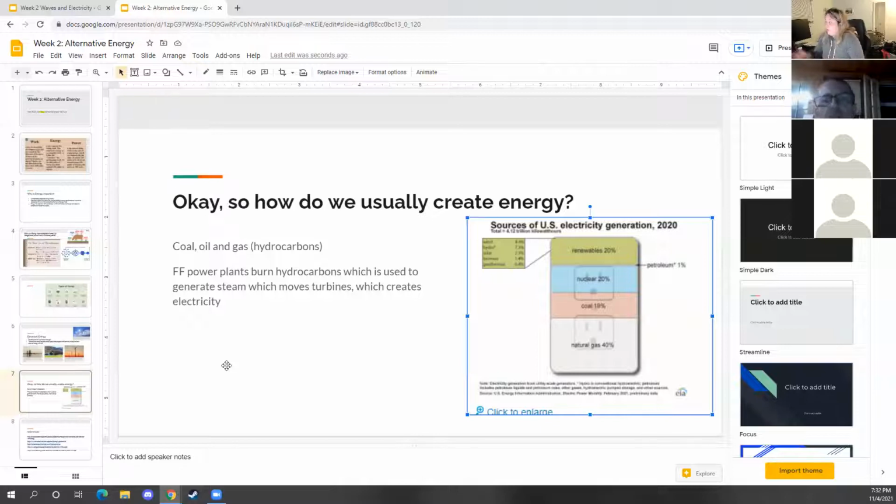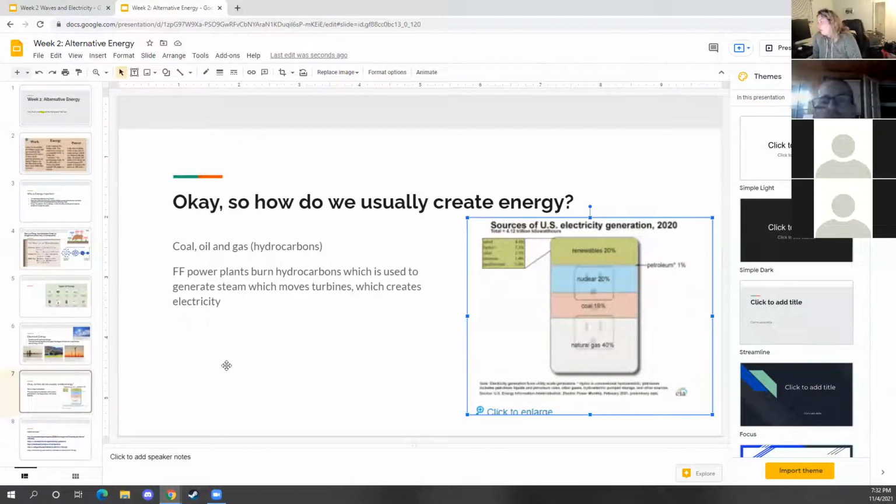And still to this day, you can see this diagram is showing about 60% coal and natural gas, so 60% of all of our electricity generation is created from those sources. Nuclear is about 20%. Renewables, which includes all the different forms we're talking about in this course, solar energy, wind energy, hydroelectric energy, are only accounting for 20%.